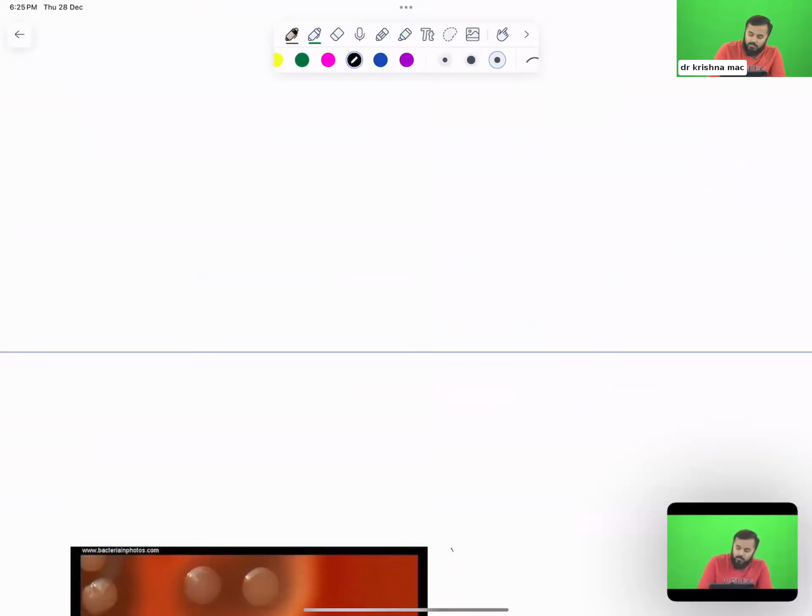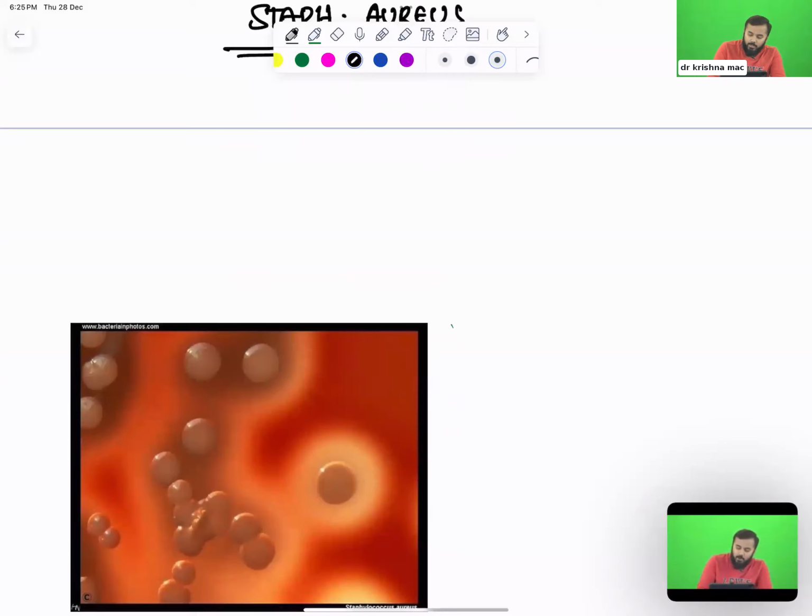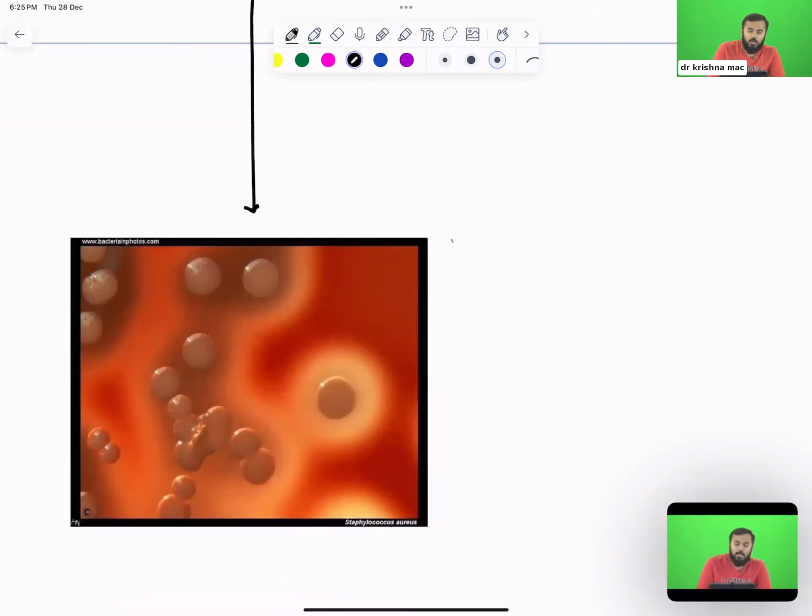Coming to Staphylococcus aureus, I will just write it as Staph aureus. Listen carefully, don't write anything at all. Staph aureus, by looking at these pigments, you can see that the colonies here are golden yellow colonies.